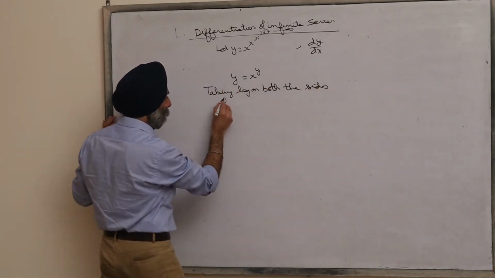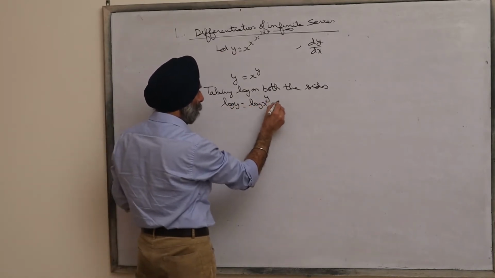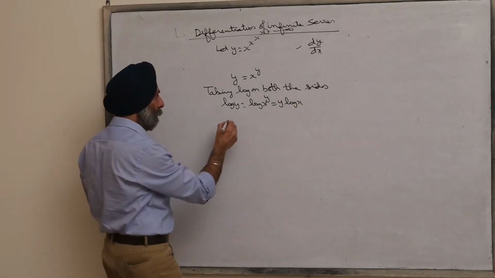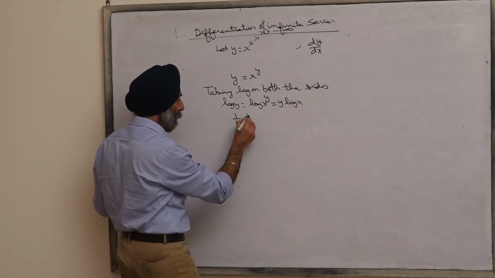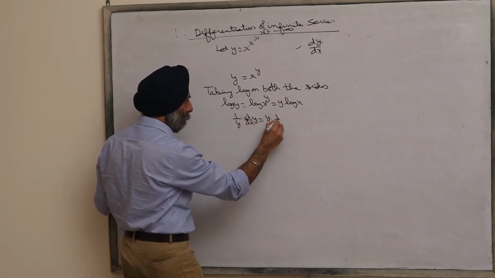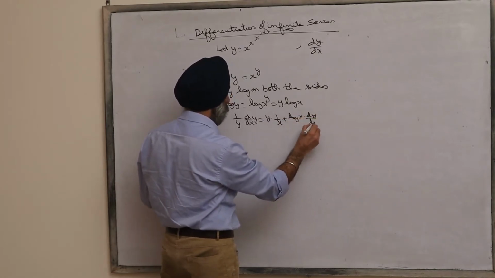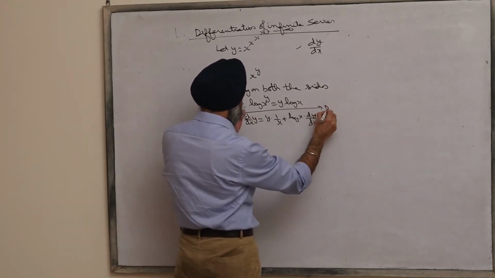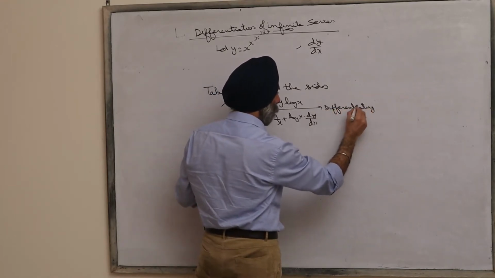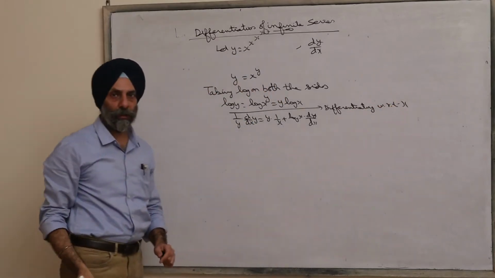So taking log on both the sides, we have log of y is equal to log of x raised to power y, which is y log of x. So 1 over y into d over dx of y is equal to y into 1 over x plus log x into dy over dx. That is, here differentiating with respect to x on both the sides.